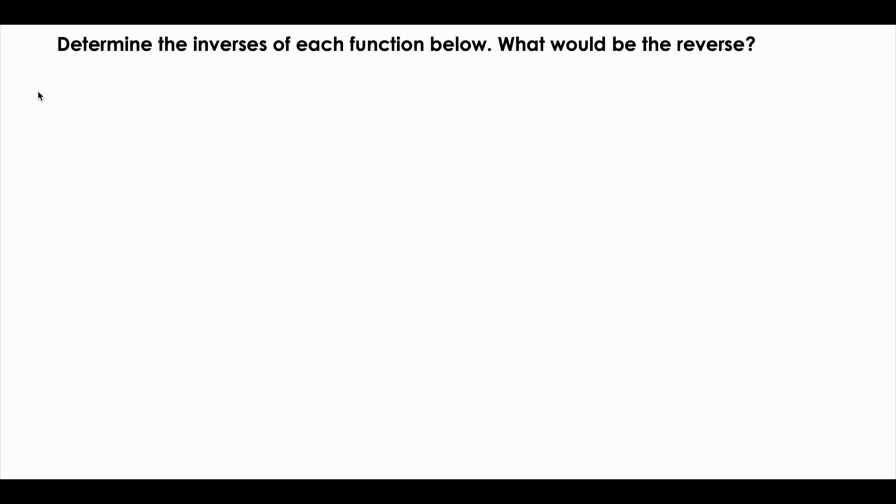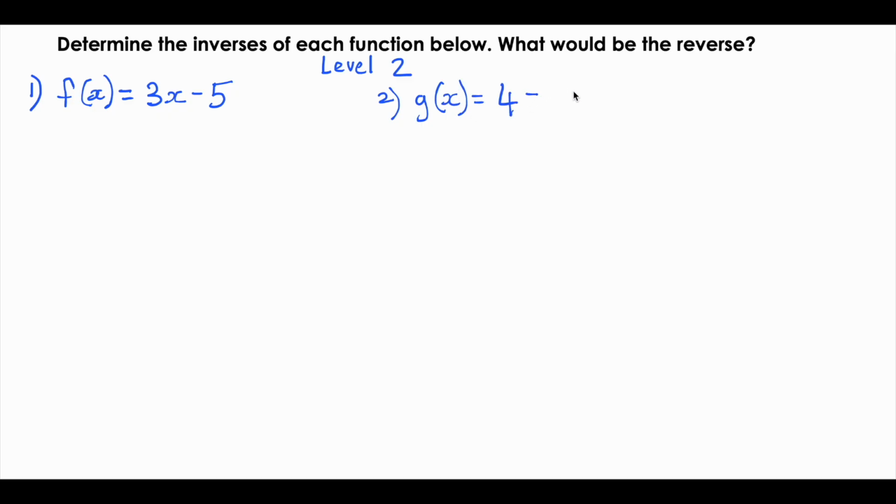So let's say we had a new one now. This is the next level, let's call this level 2. We just came off of level 1. So let's say we had a function f of x is equal to 3x minus 5. And then we're going to have a similar one, g of x is equal to 4 minus, let's say, 7x. So we want to find the inverse of this.